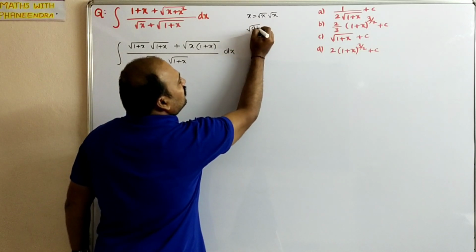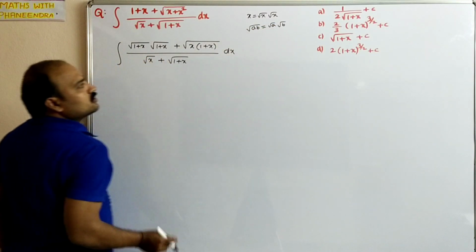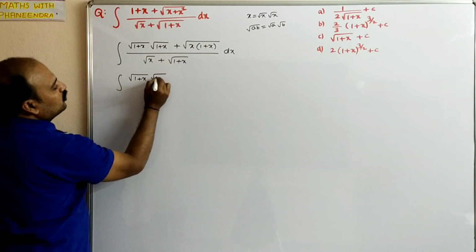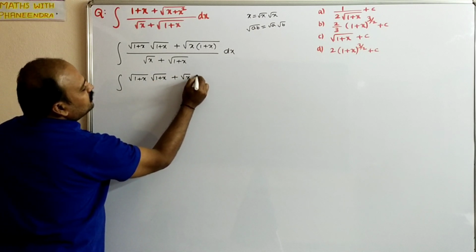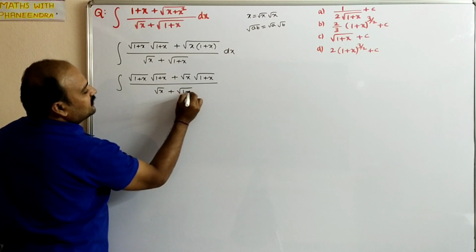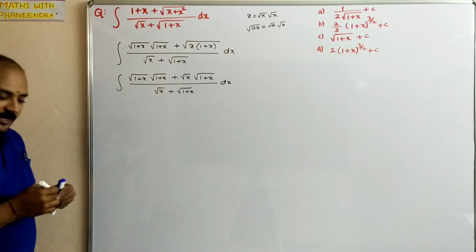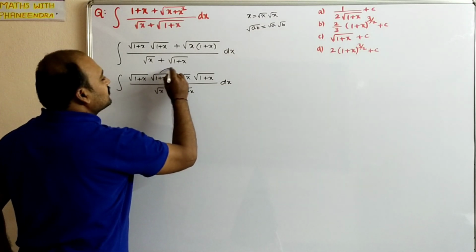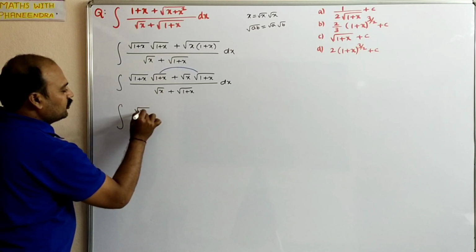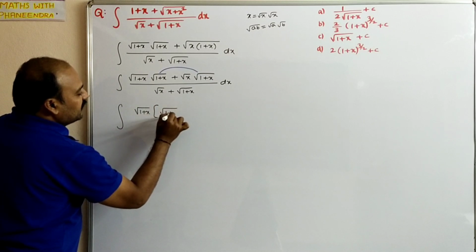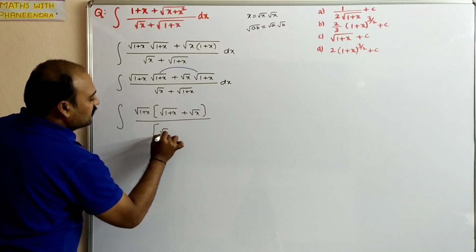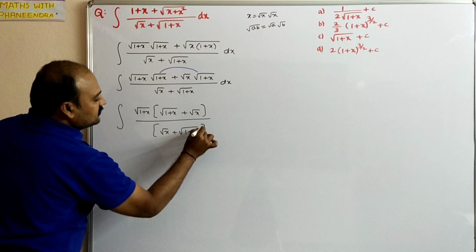Root AB we know is root A into root B. So root x into root 1 plus x. Integral of root 1 plus x into root 1 plus x plus root x into root 1 plus x, divided by root x plus root 1 plus x into dx. Now take common from the numerator root 1 plus x. So it is equal to root 1 plus x times (root 1 plus x plus root x) divided by (root x plus root 1 plus x) into dx.